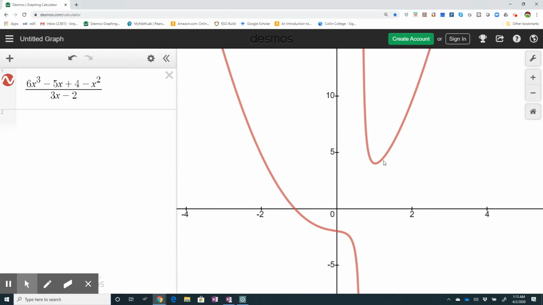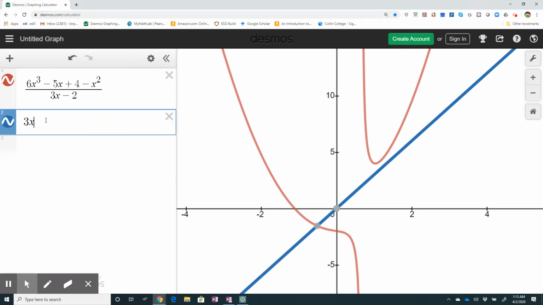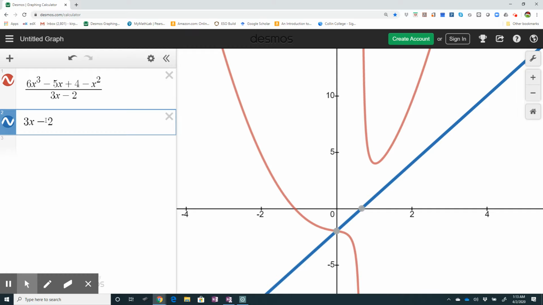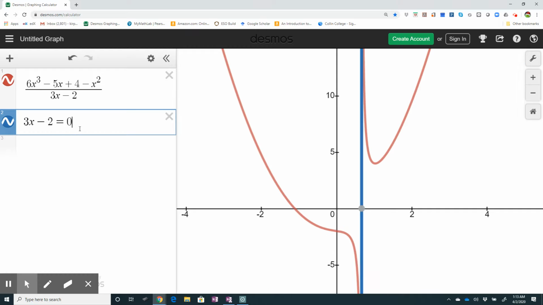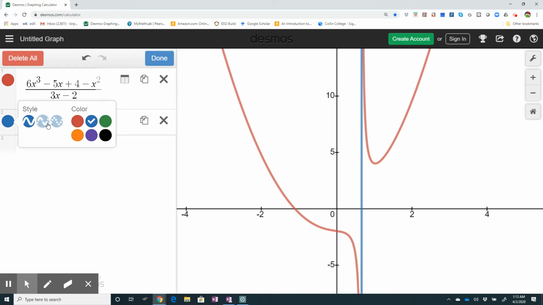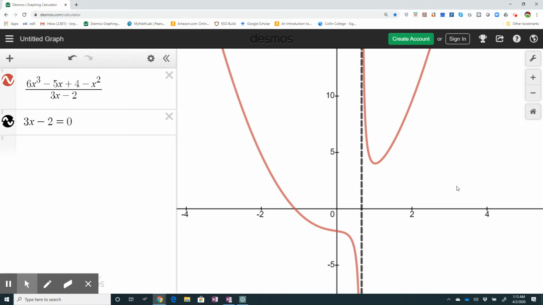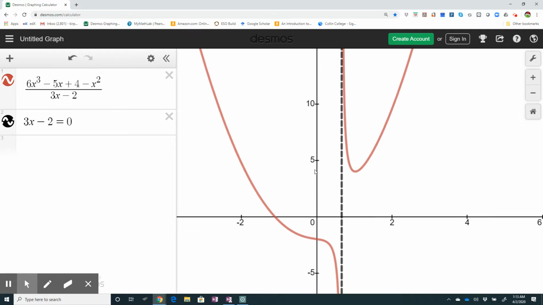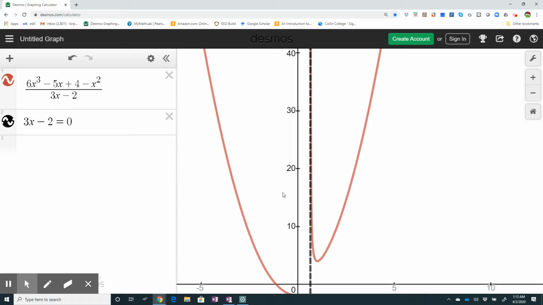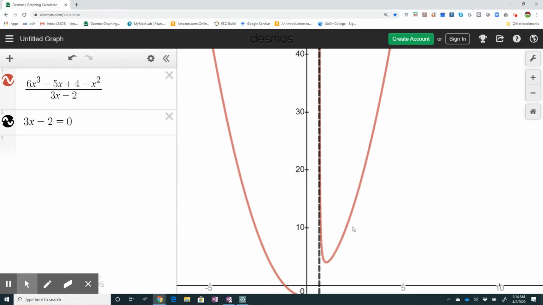Now notice it has a vertical asymptote, and that's really easy to find. The denominator can't be 0. So 3x minus 2 equals 0 is what it can't be. I'm going to make that a dotted line. Aside from that, though, if I zoom out, notice that the graph looks like a parabola. Well, what parabola does it look like? It turns out that this is what the quotient is.